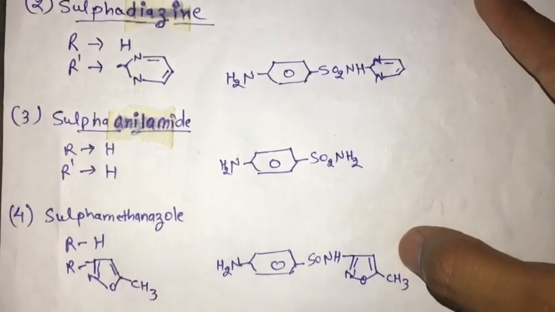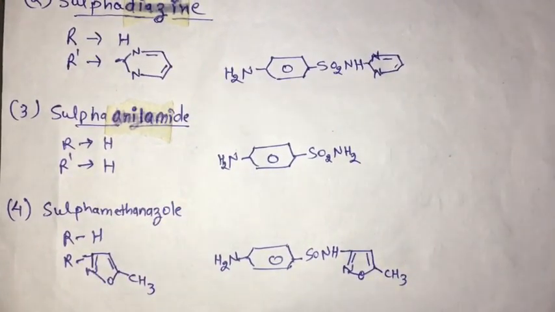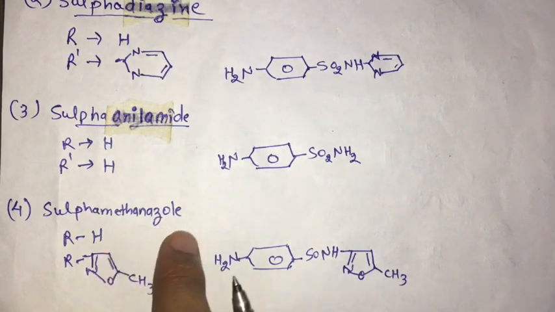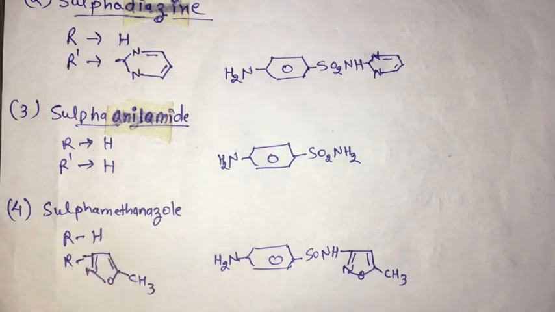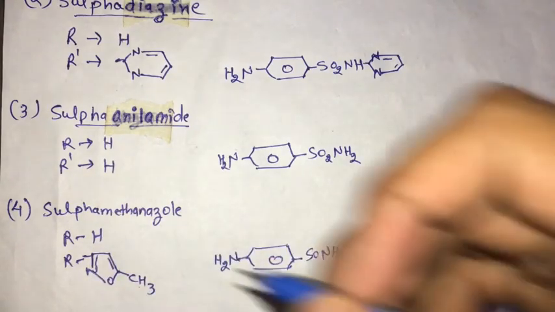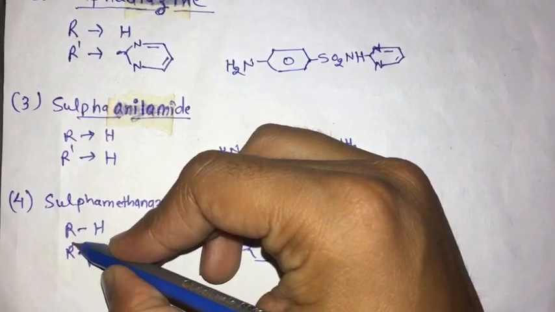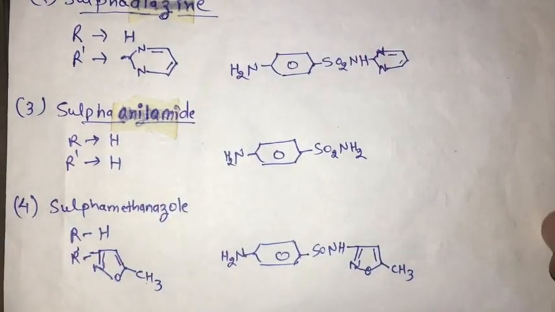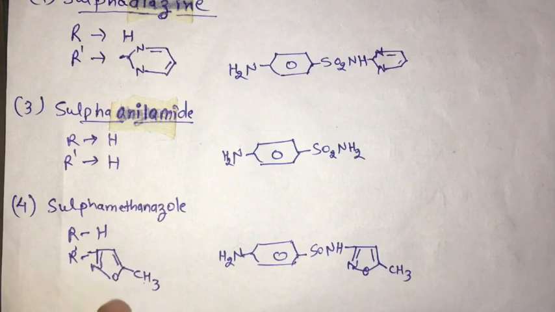The next, fourth, is sulfamethoxazole, in which R is H and R dash is this ring. We only have to add it to the basic structure and put R and R dash, then we will find this structure, which is sulfamethoxazole.